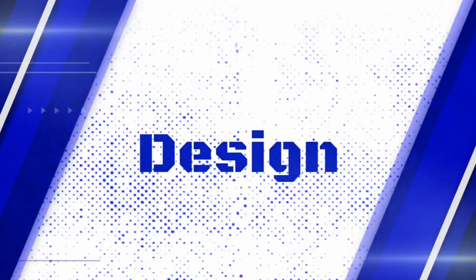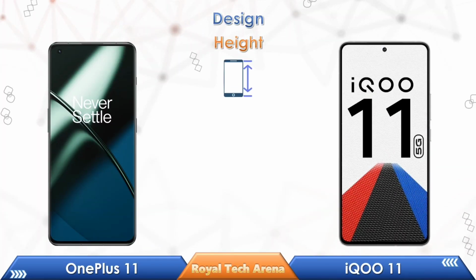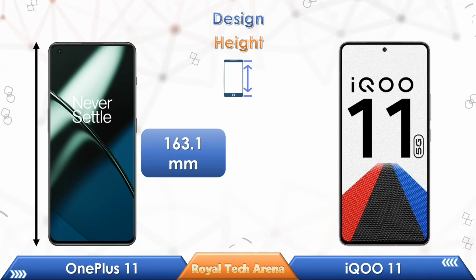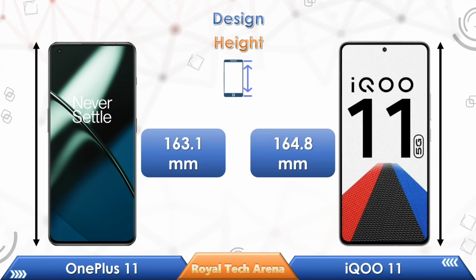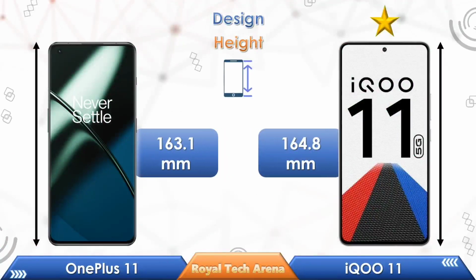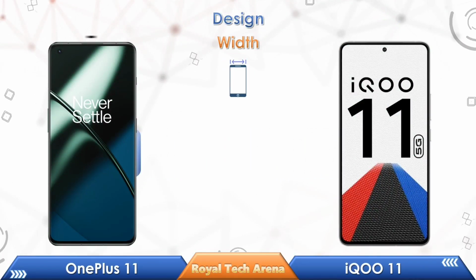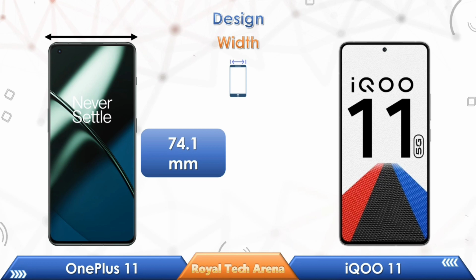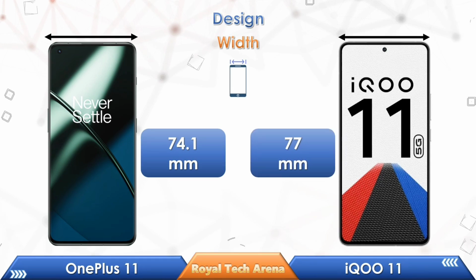Let's make a design comparison between these two phones. Looking at these two phones' physical height, OnePlus 11 has 163.1 mm, while the iQOO 11 has 164.8 mm. OnePlus 11 has 74.1 mm in the width, while the iQOO 11 has 77 mm width.